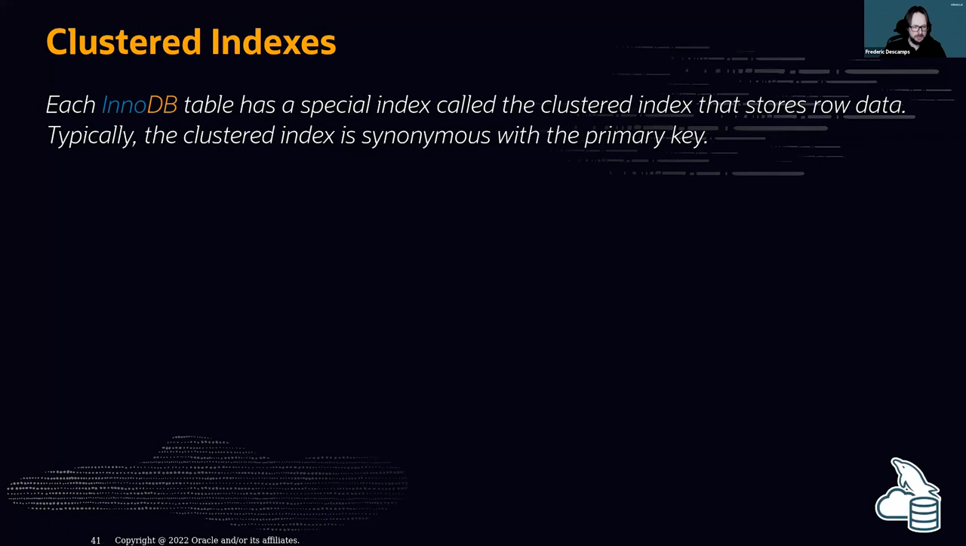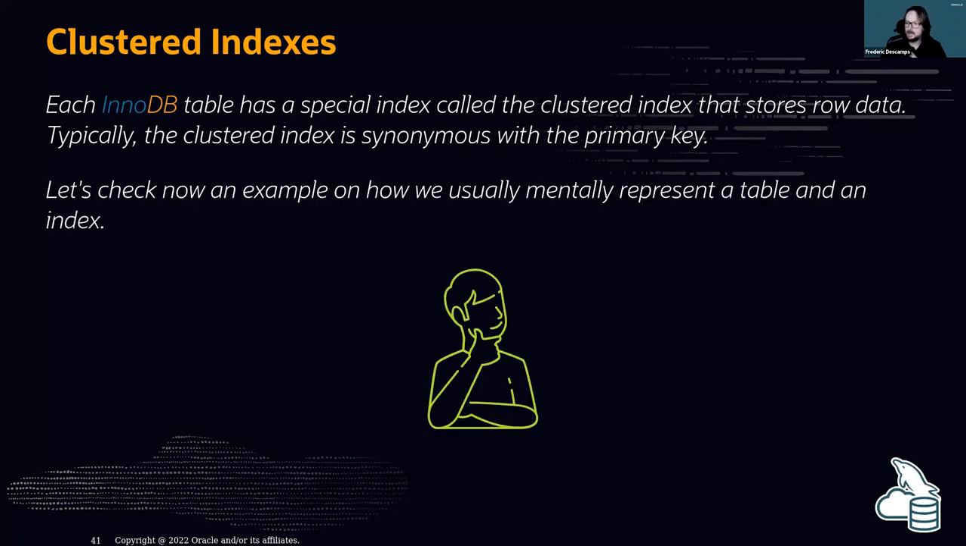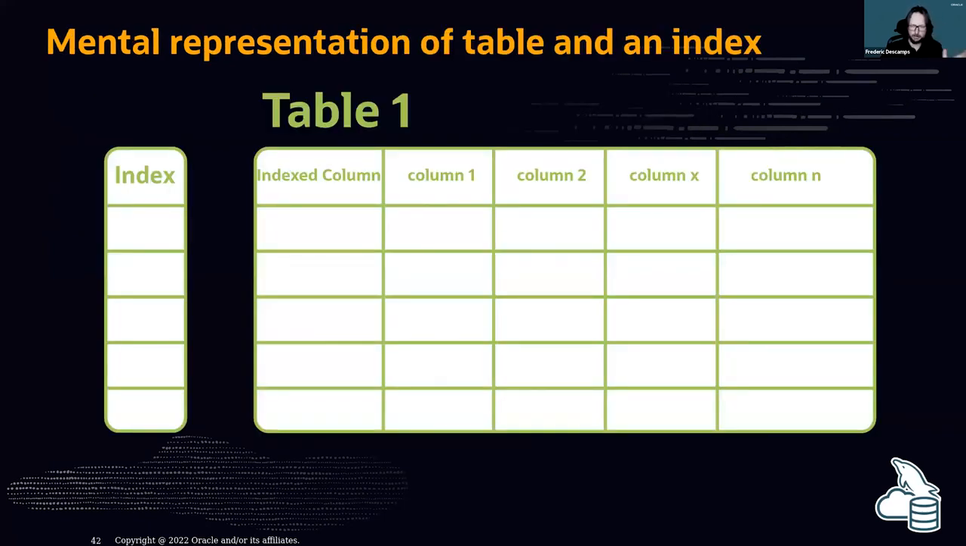So each InnoDB table has a special index, which is called the clustered index, that stores raw data. Typically, the clustered index is the synonym of the primary key, right? So let's check now together an example of how mentally we could represent a table and an index usually. So not in InnoDB, but just how people think about a table and an index.